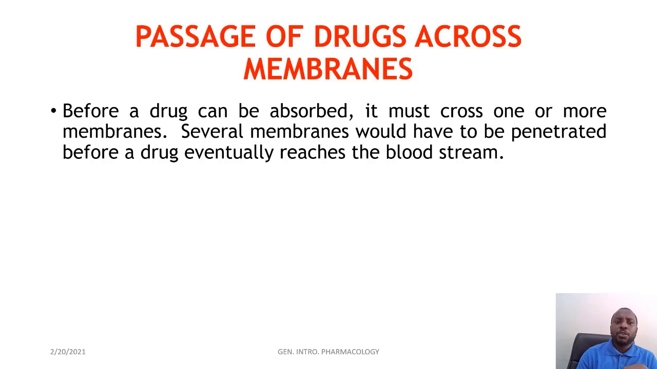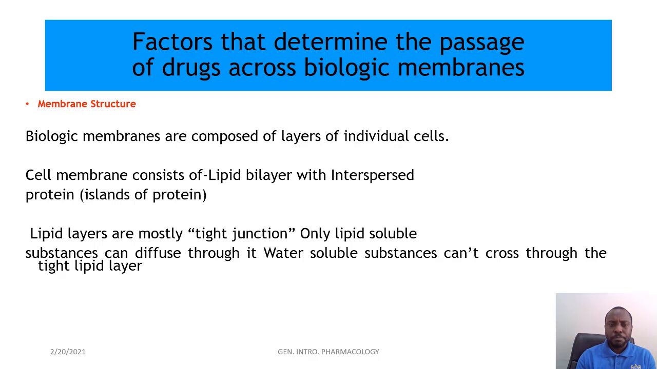So, passage of drug across membranes. Before a drug can be absorbed, before a drug can really get into the bloodstream and get to the site of action, the drug must first cross membranes. So several membranes will have to be penetrated. We have a lot of membranes. So if you swallow the drug, it will have to penetrate through the stomach layers, get to the small intestine, penetrate the small intestine through the portal circulation, then to the systemic circulation. So in all this, the drug will have to be moving from one compartment of the body to the other. As I said, they all involve drug movement.